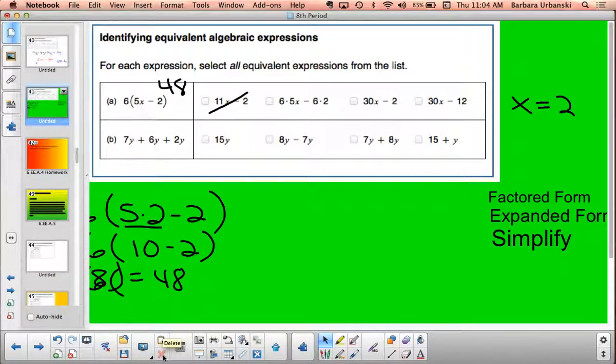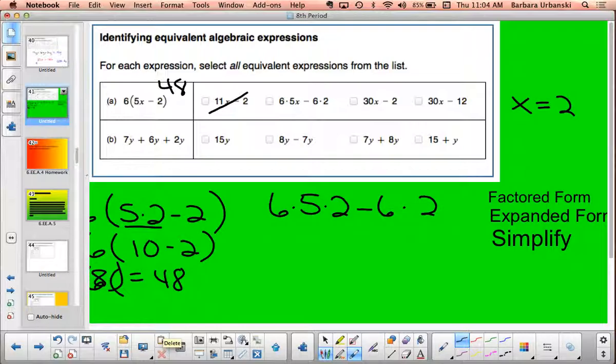Let's take a look at the next one. We have 6 times 5, 5 times x equals 2, minus 6 times 2. So we're going to go ahead and do our order of operations. 6 times 5 is going to give us 30, times 2 will give us 60. 60 minus 6 times 2 will give us 12. 60 minus 12 gives us 48. That's our difference. 48 does equal 48.